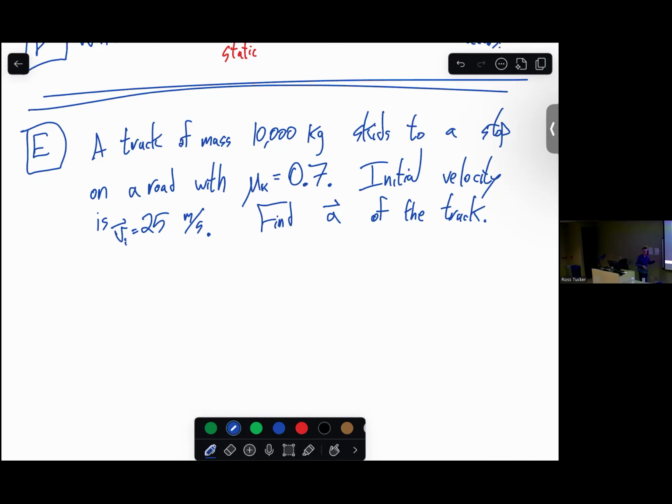Remember, I'd like to do about a third conceptual, a third basic plug and chug, and a third problem solving on the tests. So a third of the test is going to be things sort of like this. Not always friction. Friction isn't all of it, but still.